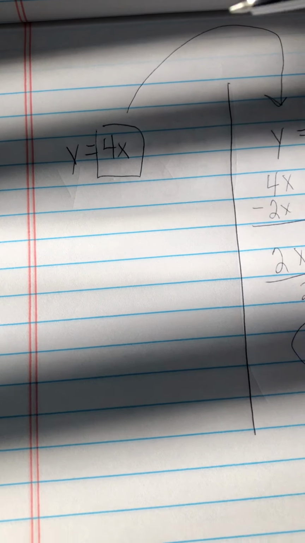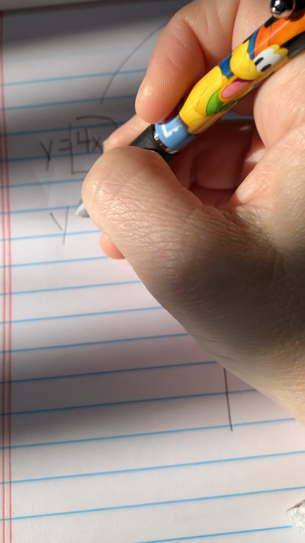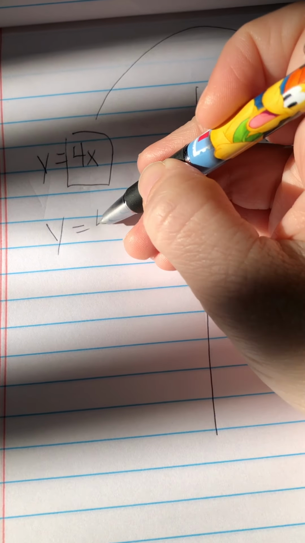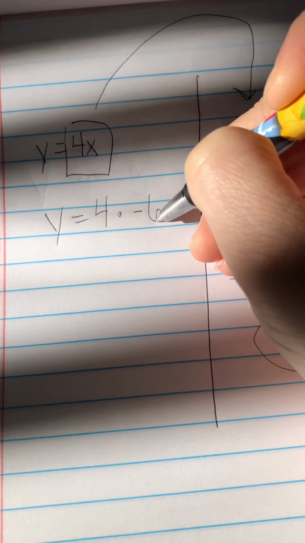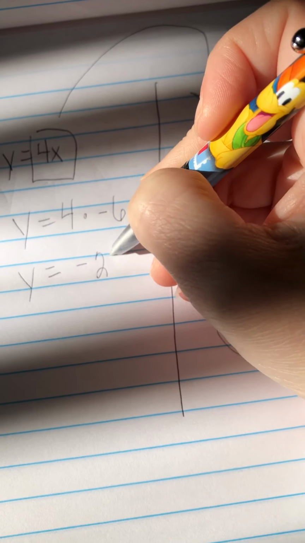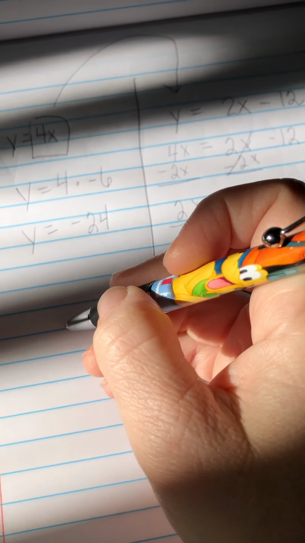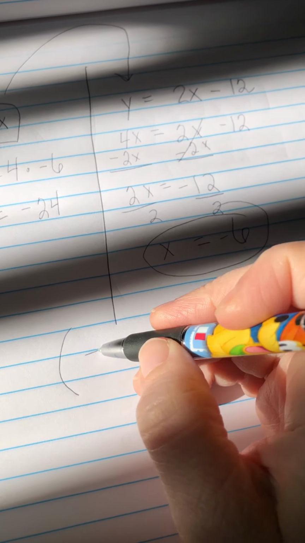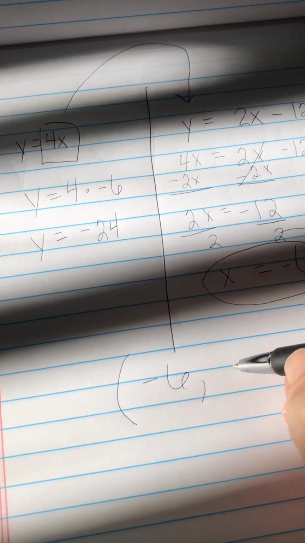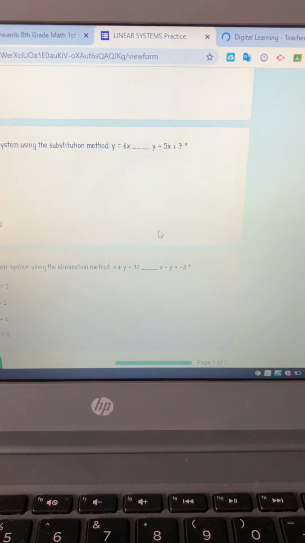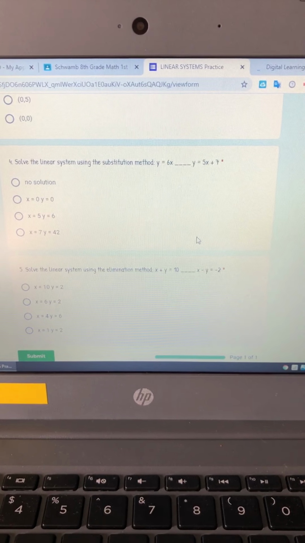And then I need to come back over here and plug that in. Well, if x is negative 6, then I'm going to put 4 times x, which is negative 6. So y equals 4 times negative 6, which is negative 24, and then that would be the answer. So it would be the ordered pair where x is negative 6 and where y is negative 24. Okay, so that's how you're going to solve. Very similar to that one, y equals 6x and y equals 5x plus 7.